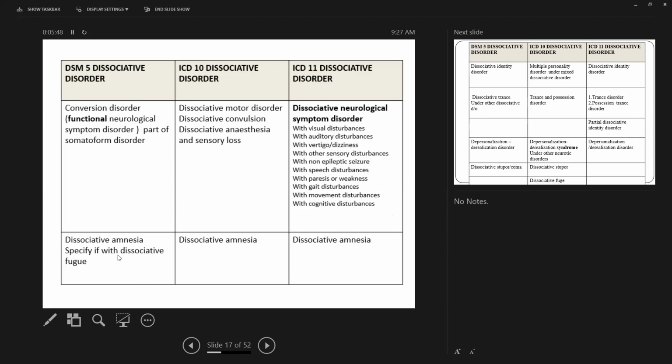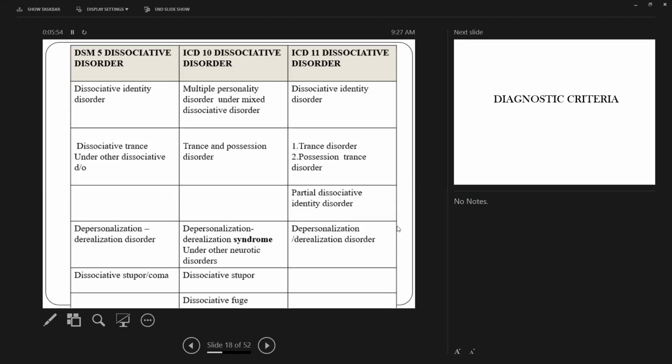Dissociative amnesia in DSM-5 has a specifier of dissociative fugue. In ICD-10, it is dissociative amnesia, and in ICD-11 also there is dissociative amnesia. Now, in DSM-5, it is dissociative identity disorder. In ICD-10, it is multiple personality disorder under the heading of mixed dissociative disorder.